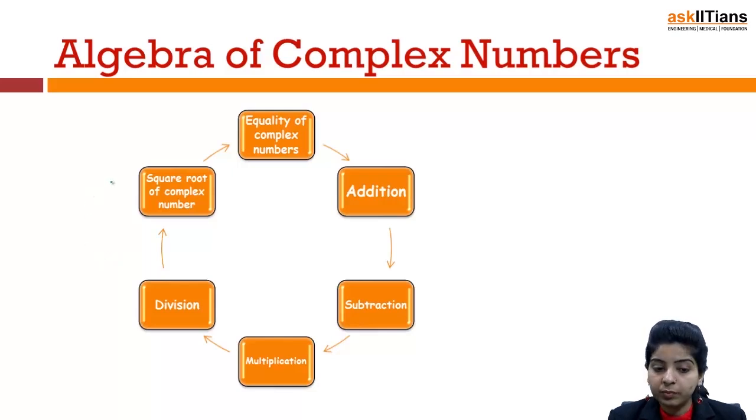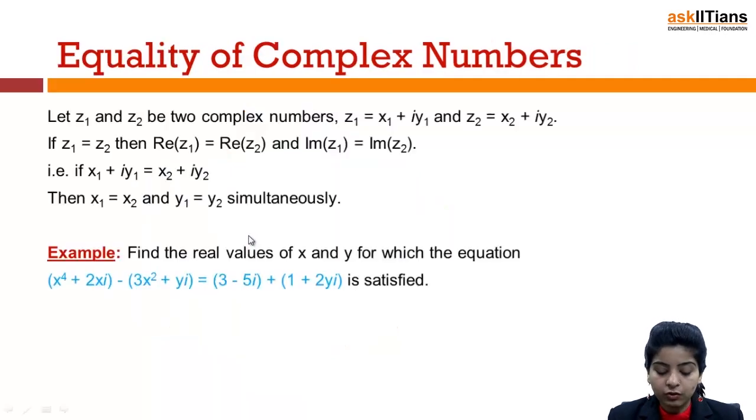So in the algebra of complex numbers, we'll be discussing the equality of complex numbers first of all. Then we'll discuss addition of complex numbers, subtraction, multiplication, division, and finally how to find the square root of a complex number. So first of all, let's discuss equality of complex numbers. When we discuss equality, that obviously means when will we term two complex numbers to be equal, right?